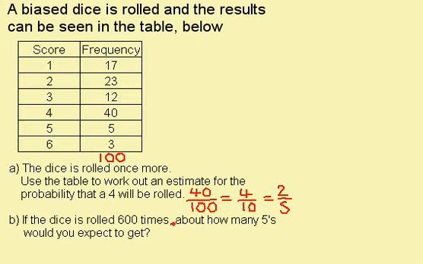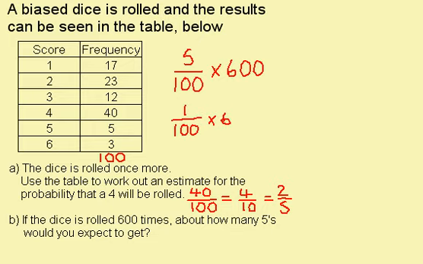For the second part of the question, I need to work out about how many 5s I would expect to get when I roll the dice 600 times. Looking at the table, I can see that the probability of rolling a 5 is 5 over 100. I'm rolling the dice 600 times, so I'm going to multiply this by 600. 1/100th of 600 is 6. So 5/100ths of 600 must be 5 lots of 6, which is 30. So here are my two answers for this question.